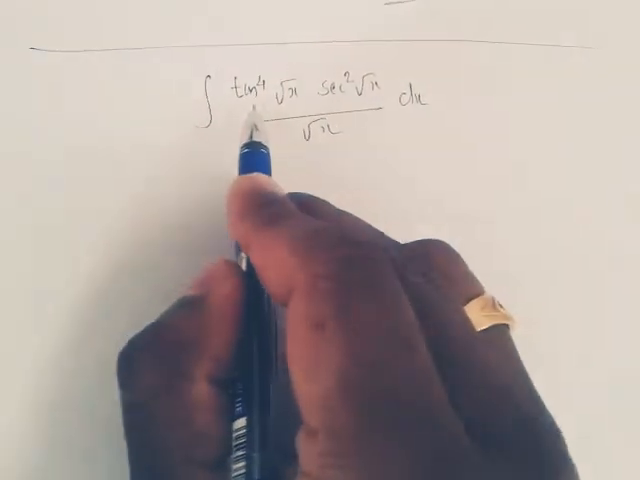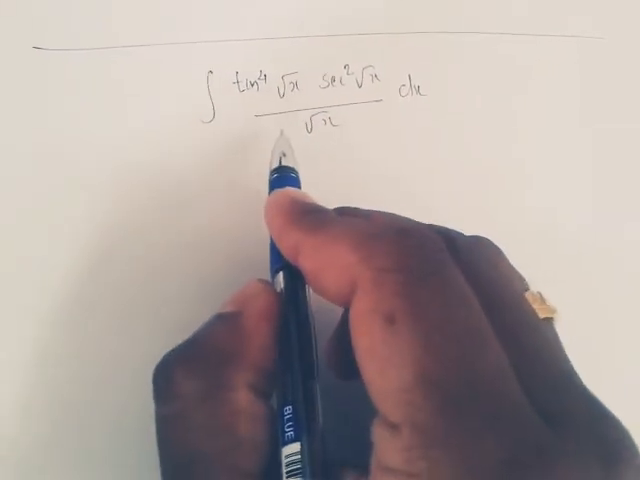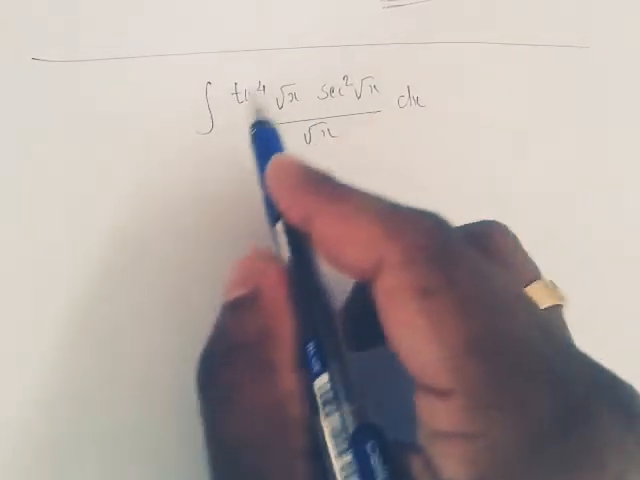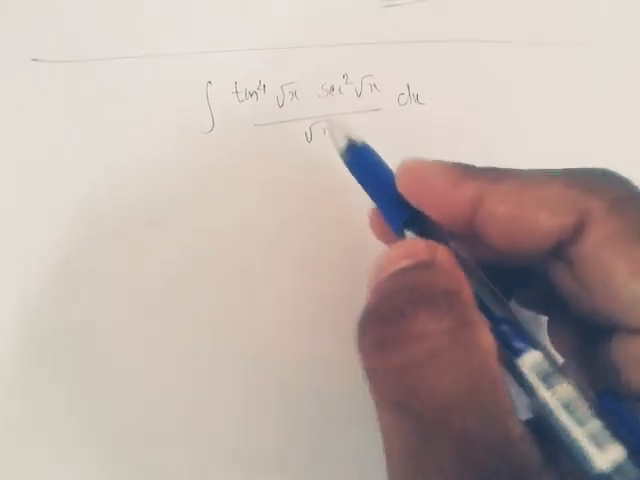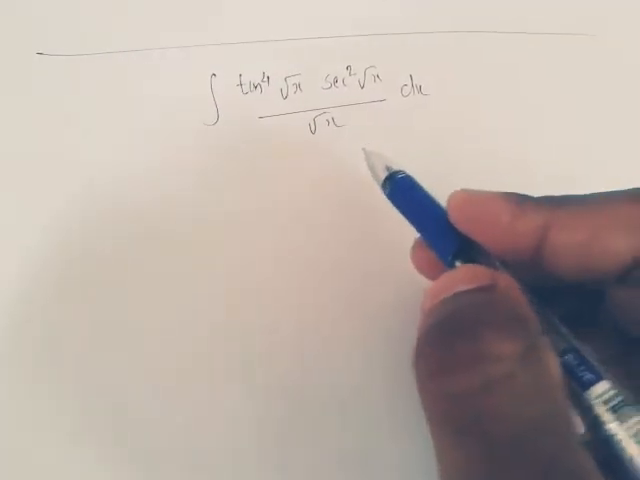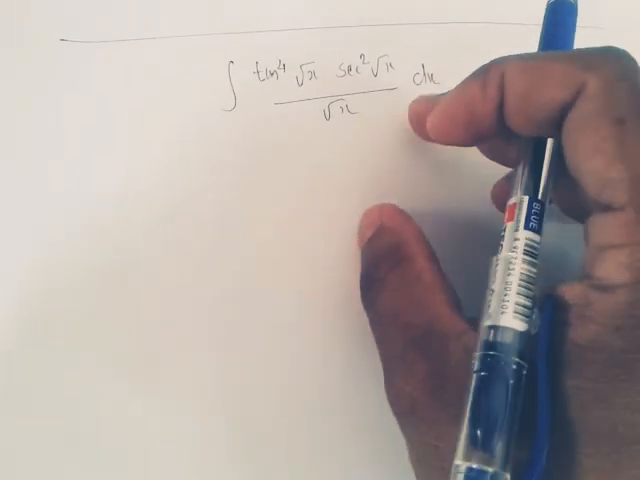I'm going to substitute tan root x as u. This is actually tan raised to 4 root x. Suppose you apply the quotient rule, or the integral of division rule, it will be in a very complex form. But we are not going to apply that. We are going for a substitution method.